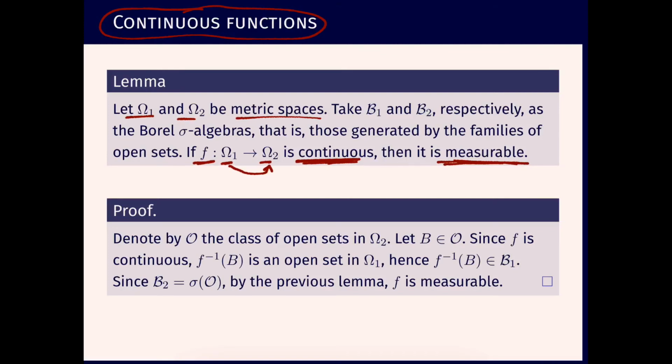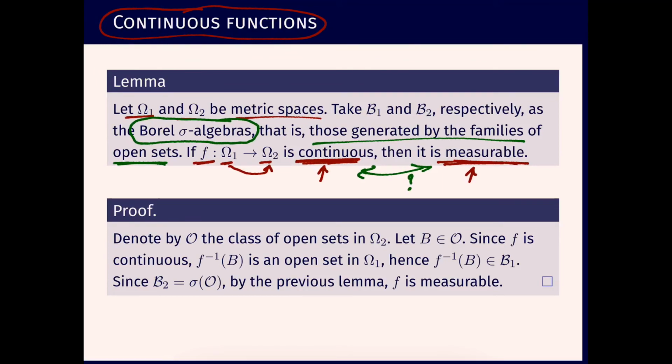Measurable in what sense? Well, in order to be continuous, we need to specify a metric. In order to say it is measurable, we need to specify a sigma algebra. And how are these two things related at all? Well, they are related by the fact that we take the Borel sigma algebra, which is the sigma algebra generated by the open sets.